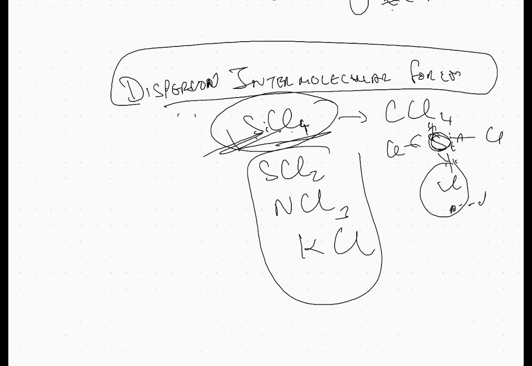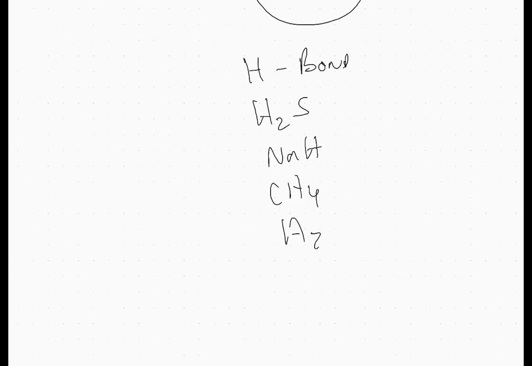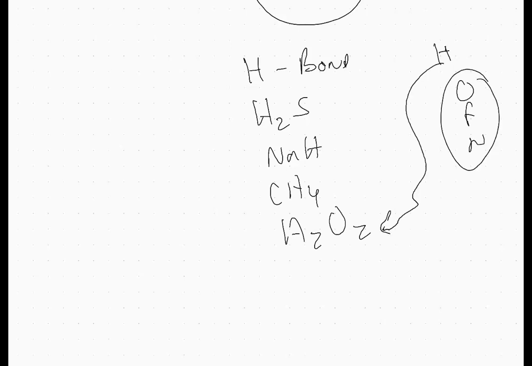Okay, they're asking which one will have hydrogen bonds out of the ones given. NaH, CH4. Whenever hydrogen joins with oxygen, fluorine, or nitrogen, then only that happens. So hydrogen has joined with oxygen here. So that will be the one that has hydrogen bonds, H2O2. Hydrogen peroxide. Okay.